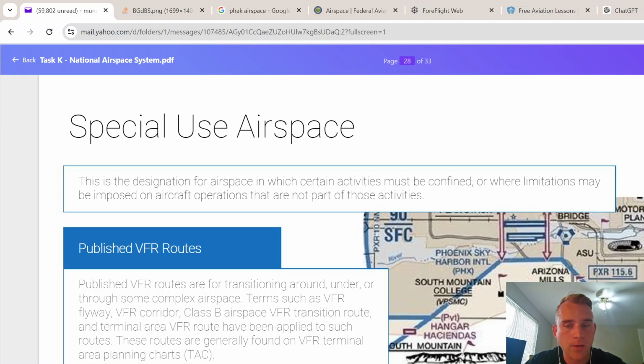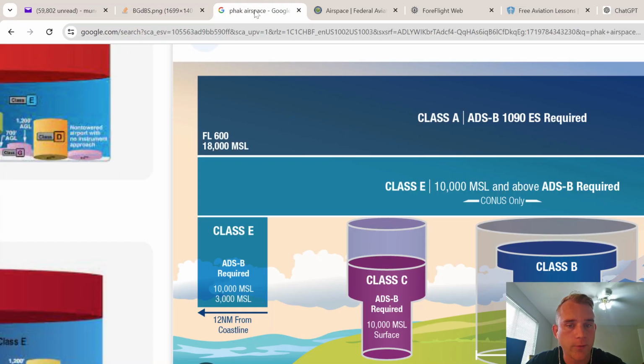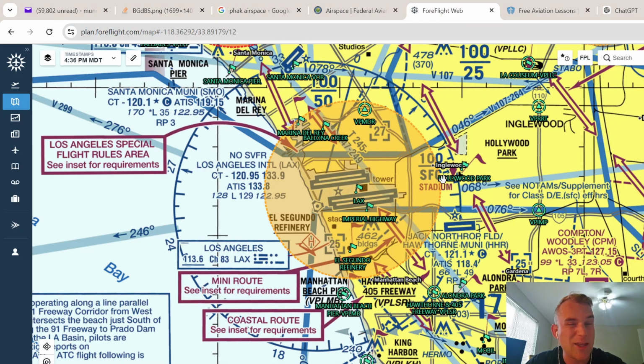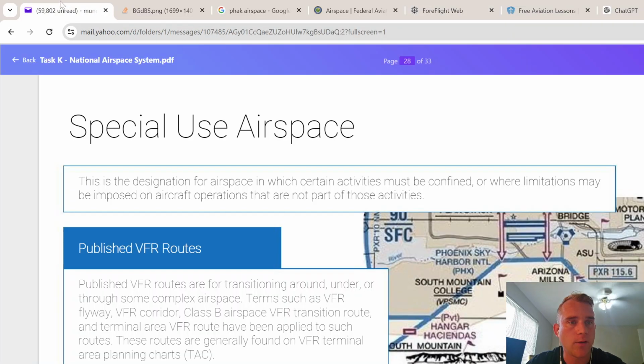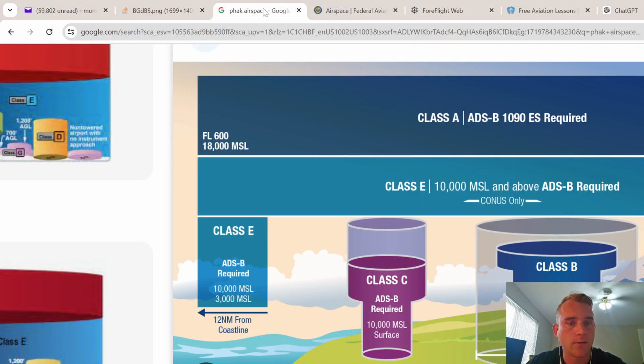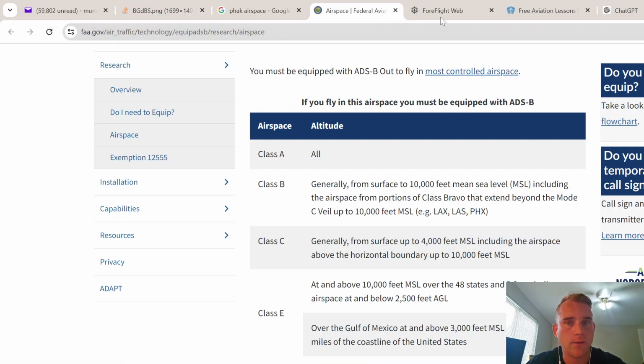Okay, but right here you see these magenta arrows. That means that these routes are generally found on TAC charts, but you can fly through these. And I believe that you need clearance, if I remember correctly. But just for the sake of this lesson, just know that these are published VFR routes. Okay, these arrows right here.